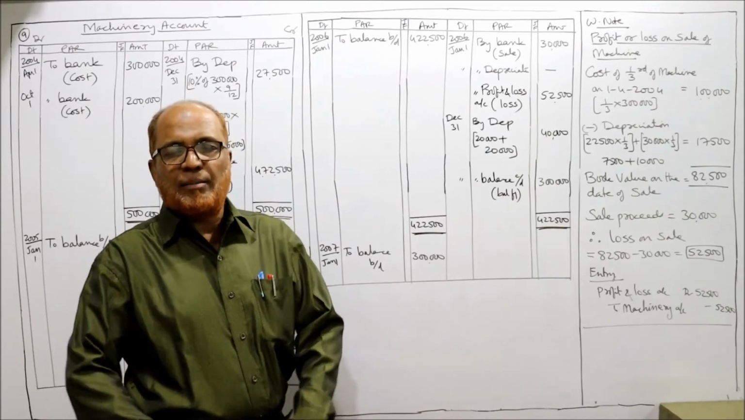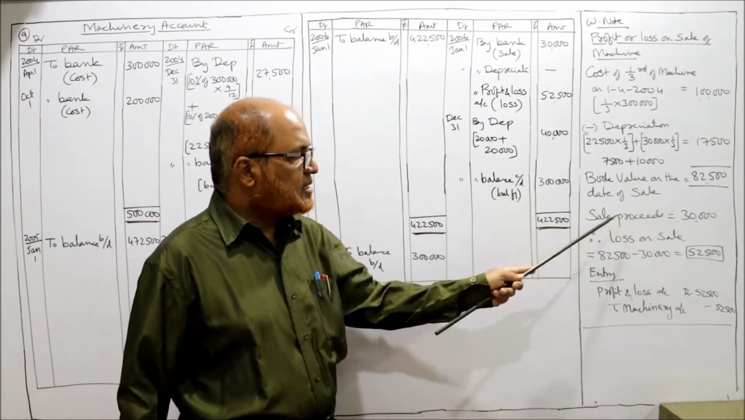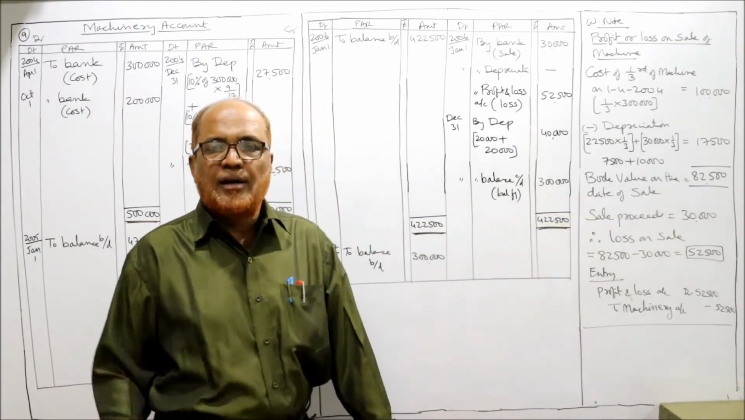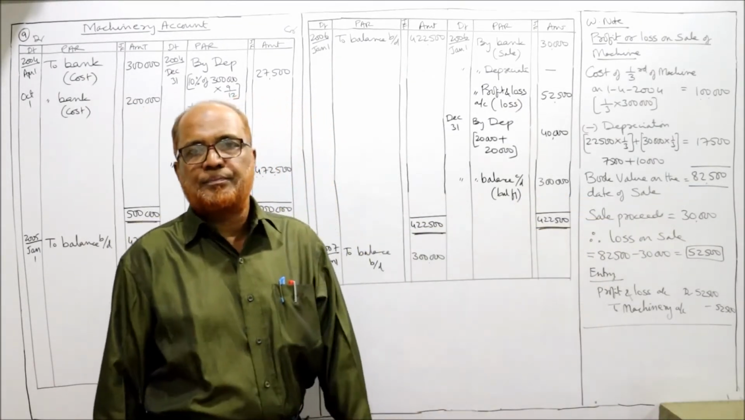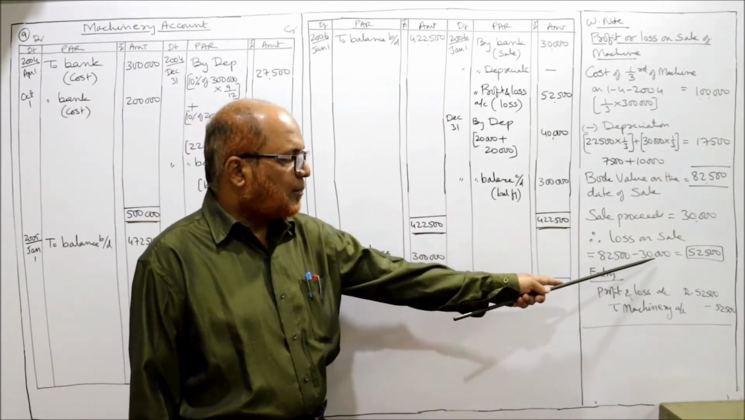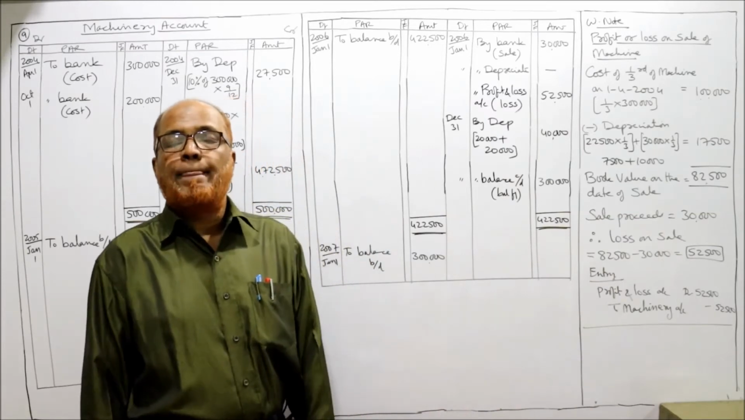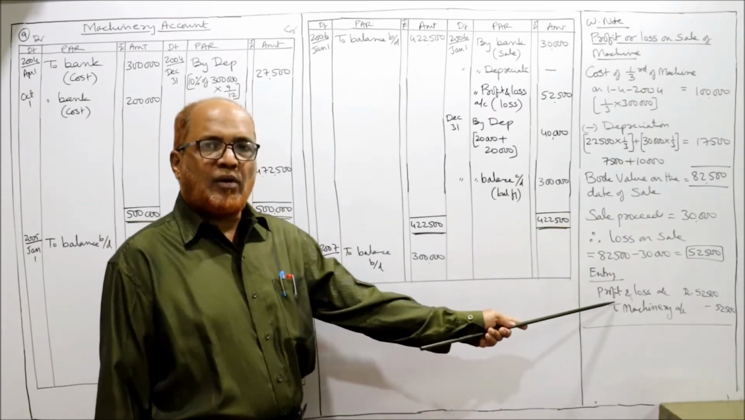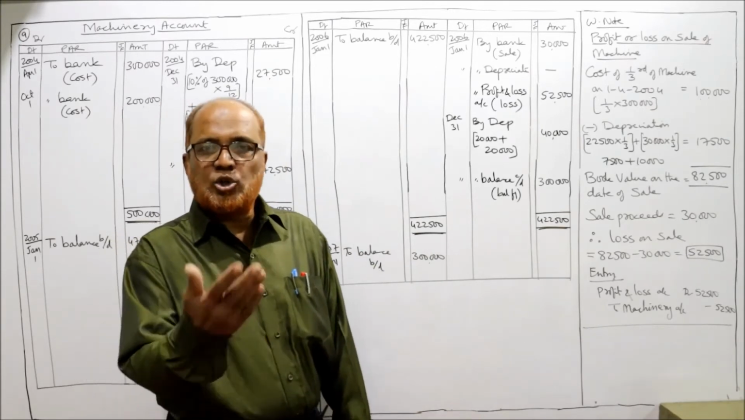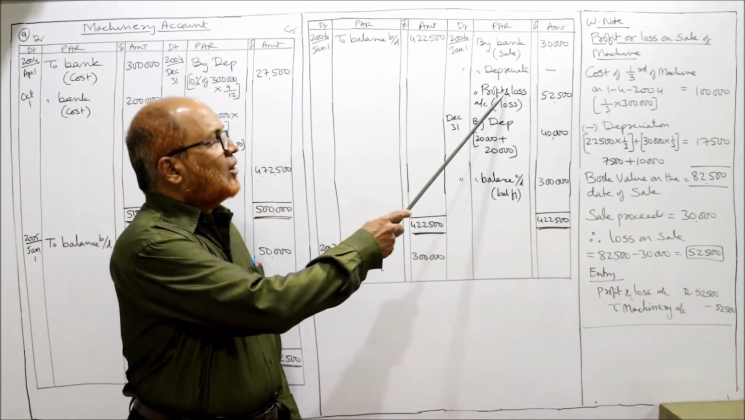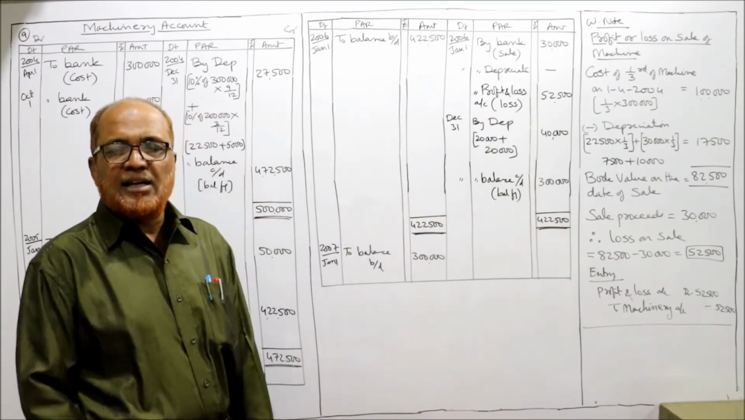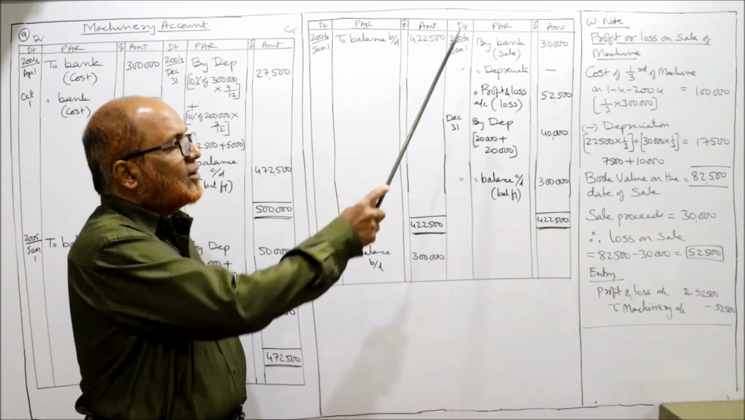Now this machine was sold for 30,000. Sale proceeds 30,000. So actually in the books of accounts the value is 82,500, but we have sold it for 30,000. So there is a loss. Loss on sale of machine, 82,500 minus 30,000, 52,500 is the loss. The entry will be profit and loss account debit to machinery account. So machinery account should be credited by profit and loss account, loss 52,500. That's it. So these are the entries on 1st January on the date of sale.